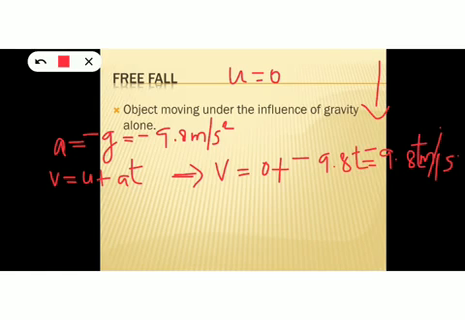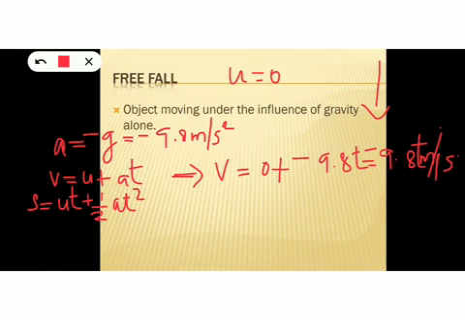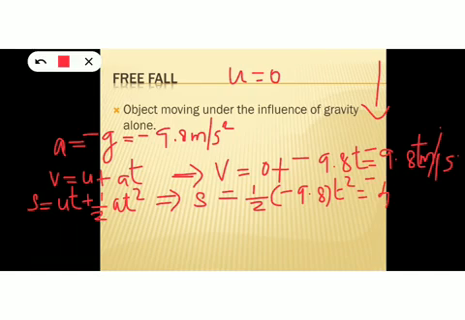Okay, and what is the second equation of motion? s is equal to ut plus half at square. It will be modified as s is equal to, u is 0, so that term will be 0, plus half, a is minus g, that is minus 9.8, into t square. That is minus 9.8 by 2, which is minus 4.9 t square meter, because displacement is in meter. So this is the displacement for a free fall.